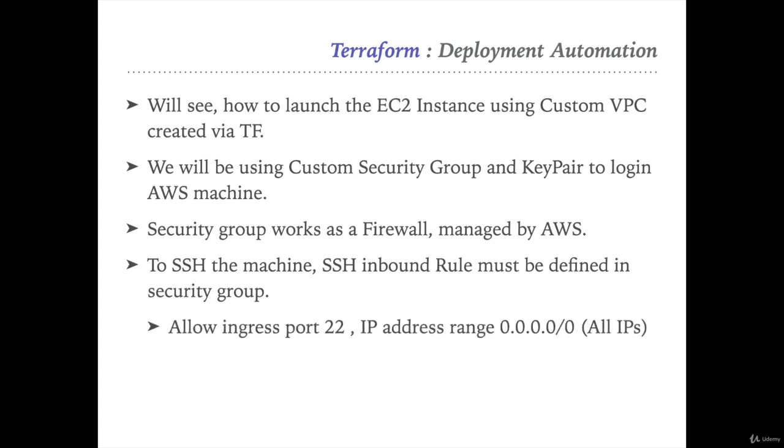For the SSH inbound rule, we will define the ingress on port 22 with the IP range 0.0.0.0/0. It means all users can access my AWS machine on port 22. It means all users with any IP, if they have internet access and have the IP of my AWS machine, can access it on port 22. It means they can create an SSH connection, which is definitely not a good practice.